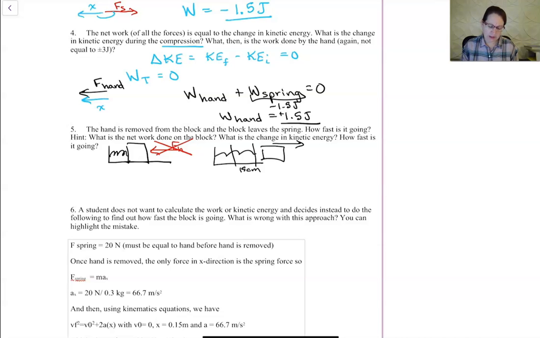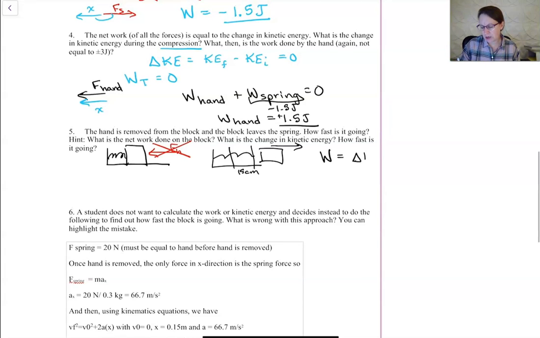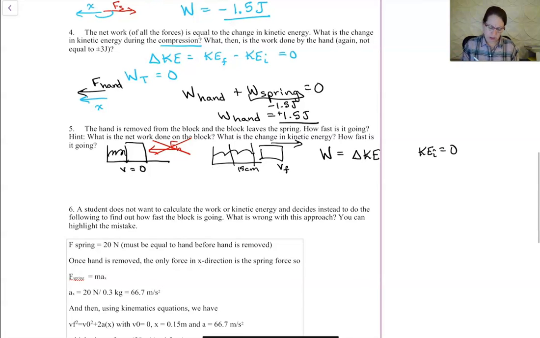And so we can say, what is the net work done on the block? Because if we can find the work total, that's going to equal our change in kinetic energy. And in this case, our initial kinetic energy is equal to 0 because it started from rest. V equals 0 to start, and then this would be our V final. And so the work done is going to be, well, the only thing that's doing work is the spring, right? We've got the force of the spring. The hand's gone. The spring force is going to uncoil, and it's going to be in that direction. The X is going to be in that direction.